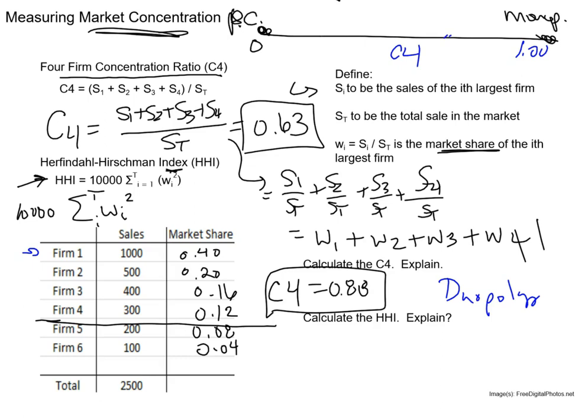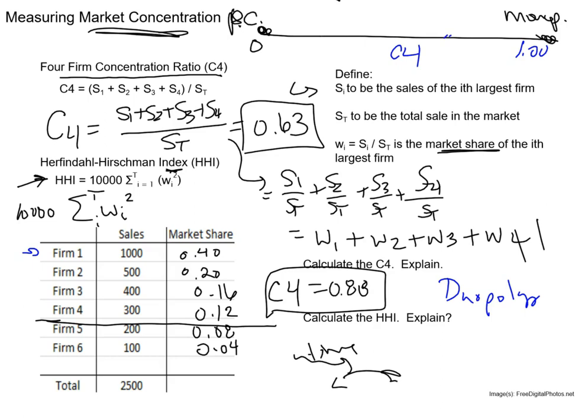We could do two things with it. Number one, we can look through time to compare whether a market is becoming more concentrated or less concentrated, or we can look across industries and say that this industry is more concentrated than another. But fundamentally, the value itself doesn't tell us anything, right?